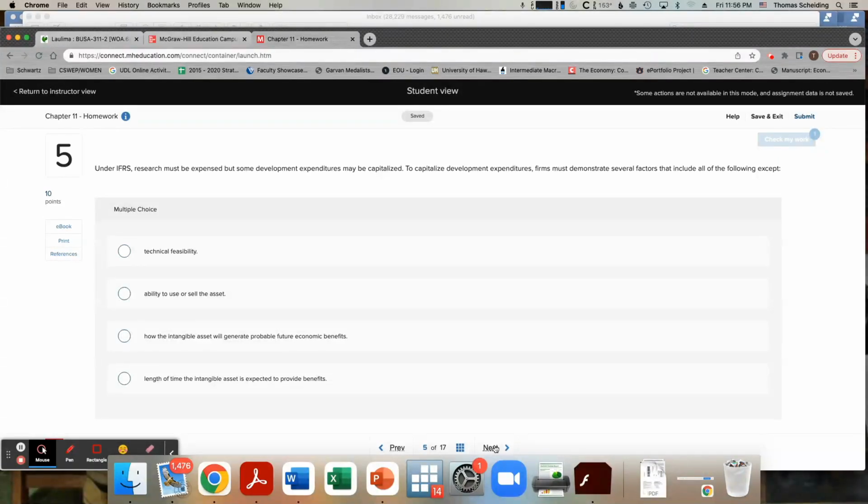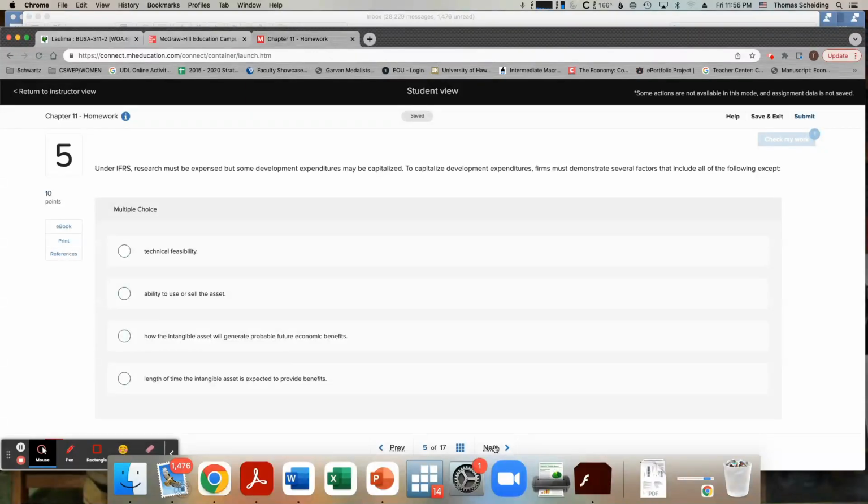Well, by definition, what we're saying here is, what is it that would give something, by definition, future value? Well, it would need to be technically feasible. So that's not the correct answer, right? Because something wouldn't have future value if it was not technically feasible.